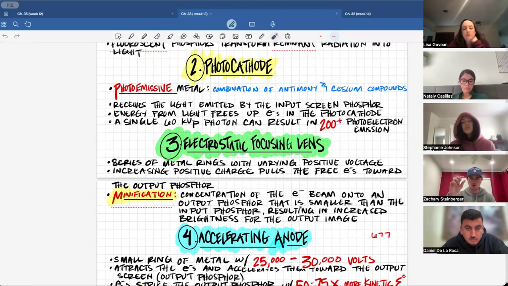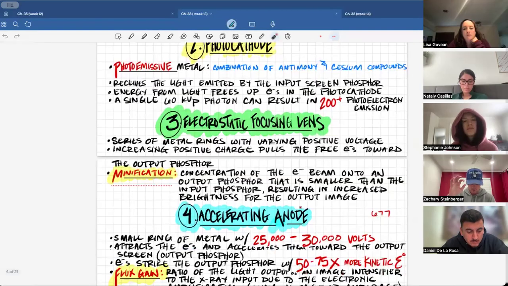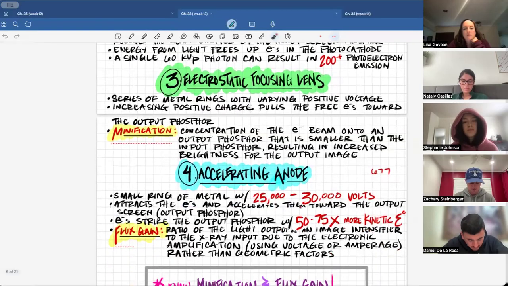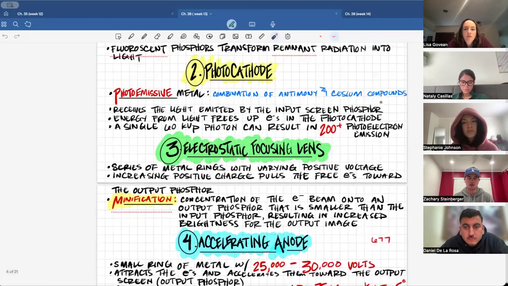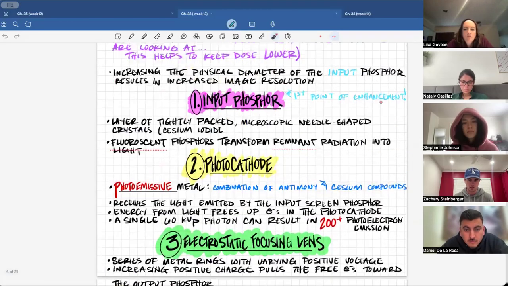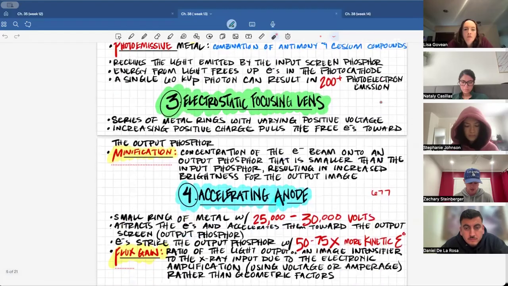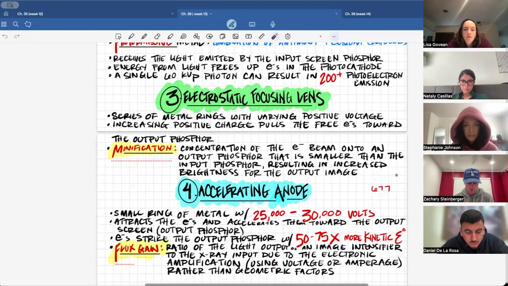he calls it the focal point, right? Focal length is not really mentioned in the book. But it's where it crosses. I know what you're talking about. So then you have minification, right? That is the process of focusing the electrons onto the output phosphor.